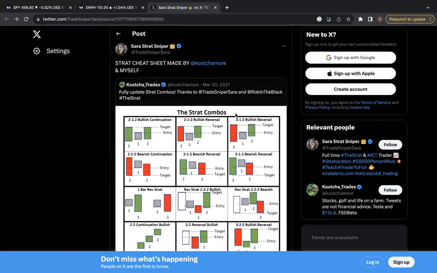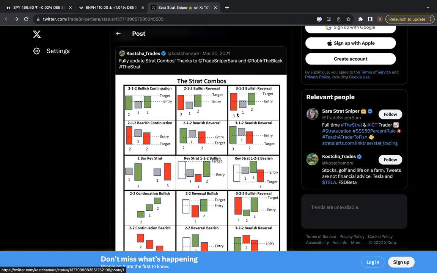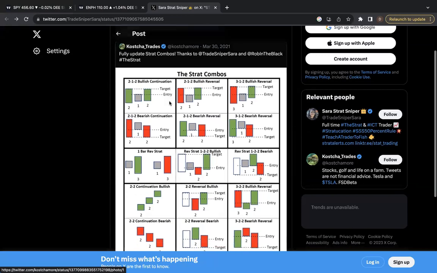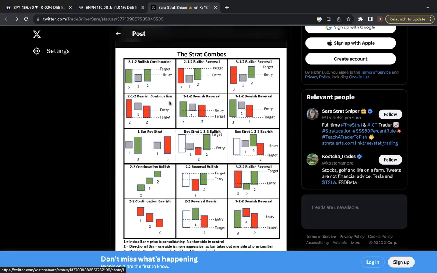Okay, so first things first, to know your entries and your targets, you have to study the sheet. You have to know the sheet. You have to know your actionable strat combos, right? You'll hear some people say they only trade inside bars, and that's perfectly fine. This sheet shows you how to trade an inside bar. This is your entry, and this is your target, and I'm going to show you that on the chart.